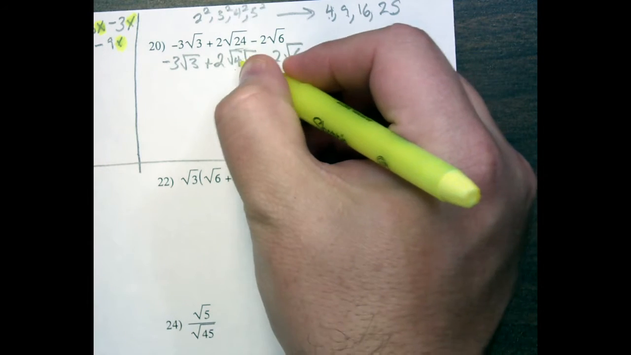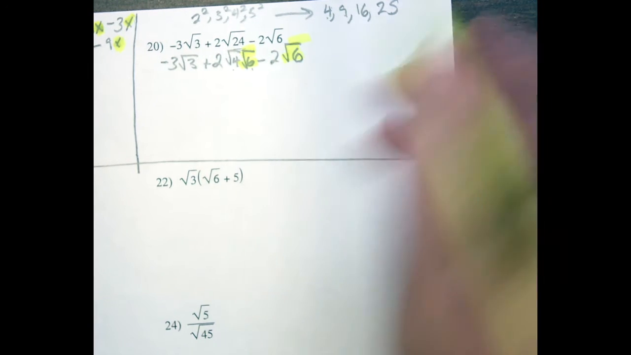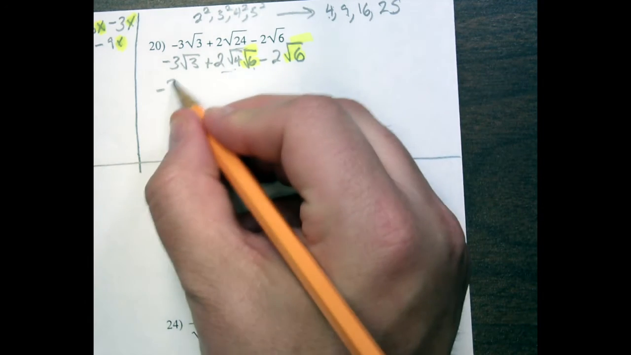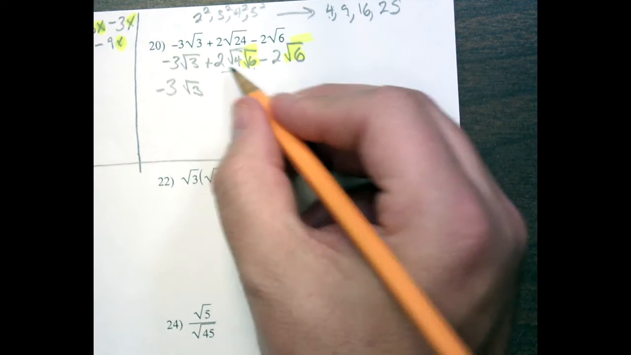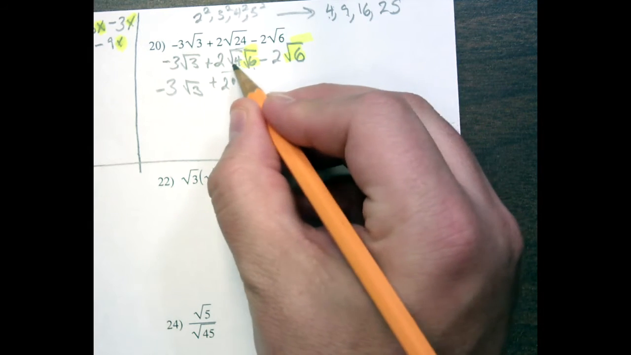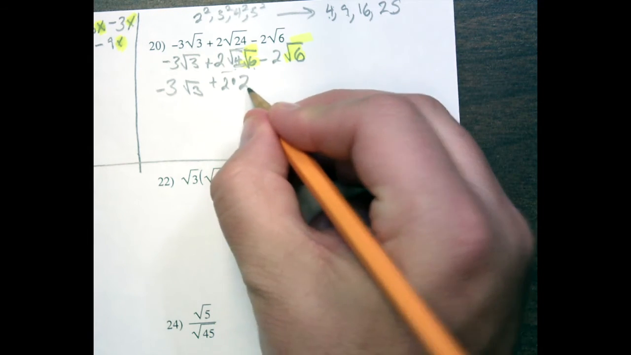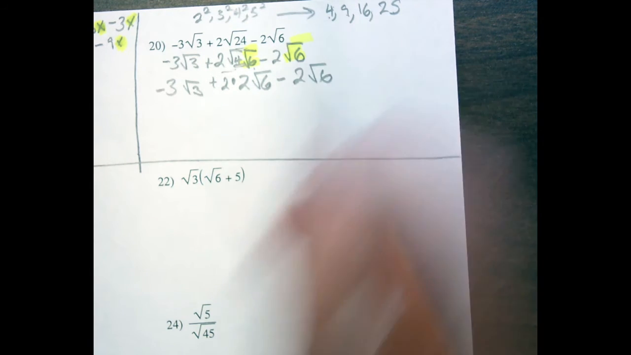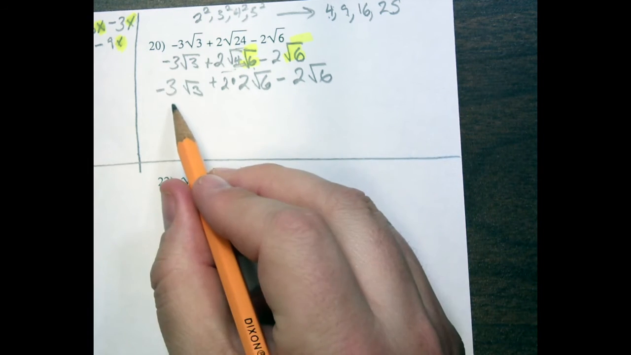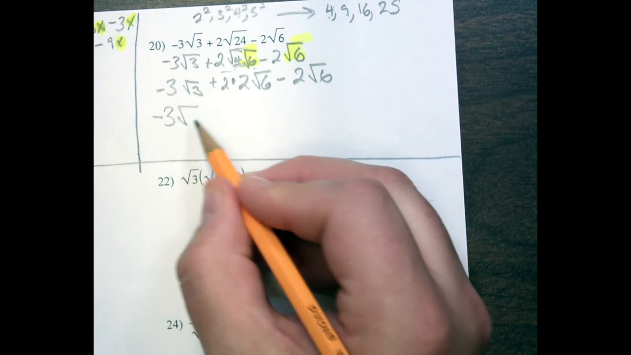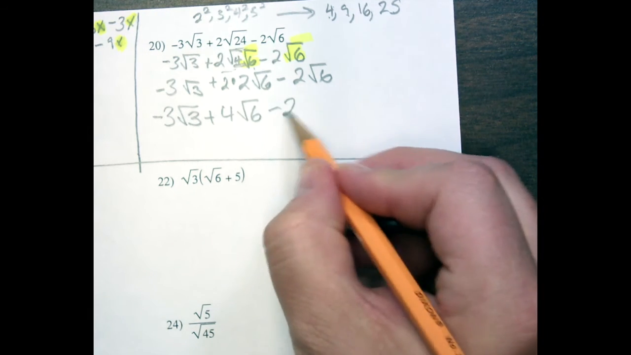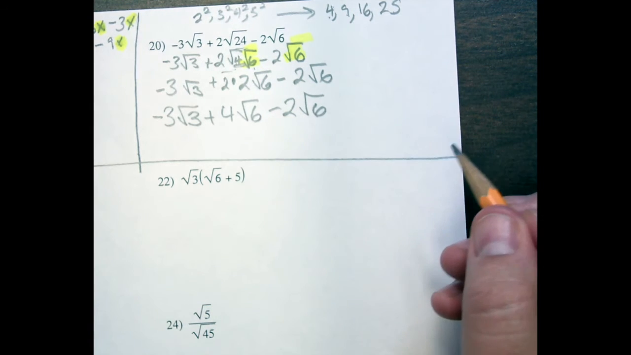Now, I don't know if you guys have already picked up on this, but I've got some like terms. I've got this one and this one. I have 2 square roots of 6. But I got to do a little math over here first. So this negative 3 square root of 3 plus 2 times, what's the square root of 4? 2. Yep. And then that's times the square root of 6 minus 2 times the square root of 6. So now, this stays the same. What's 2 times 2? 4 times the square root of 6 minus 2 times the square root of 6.